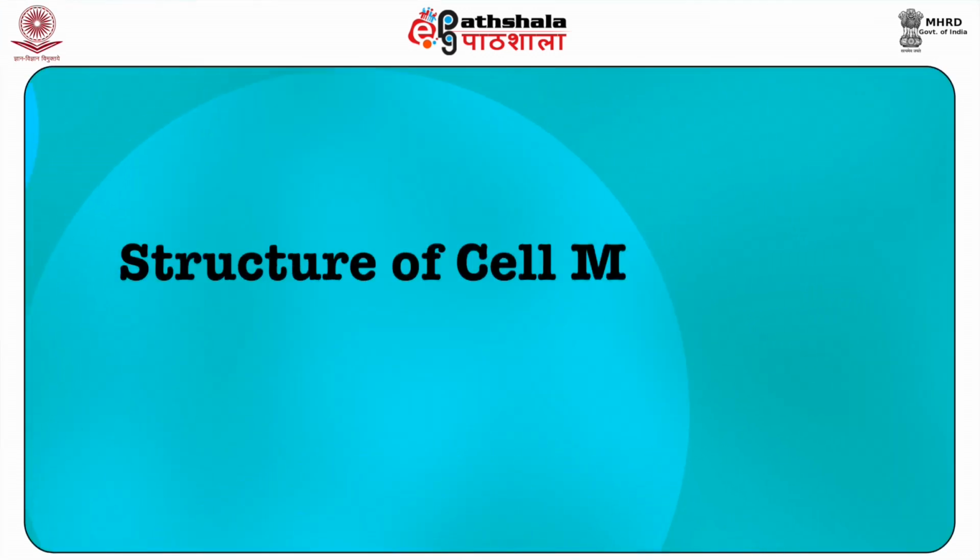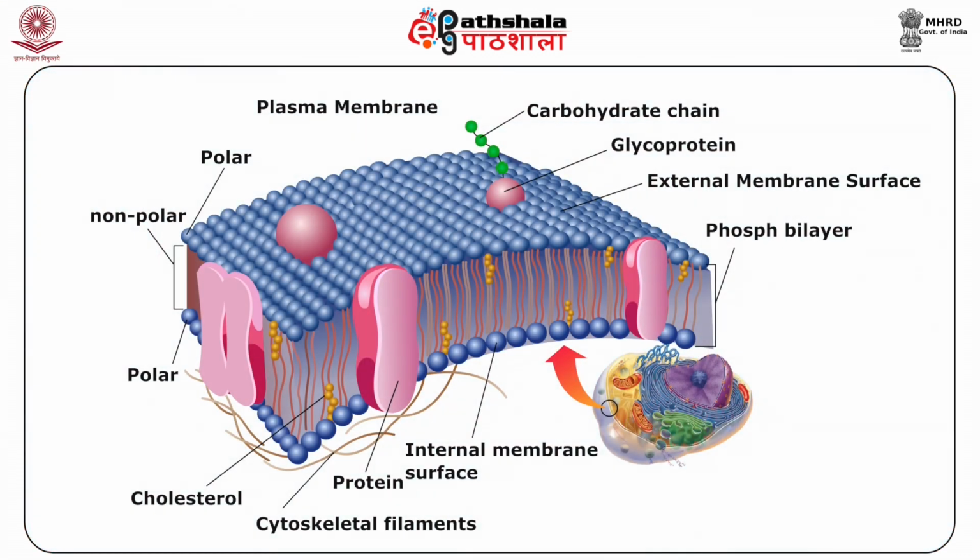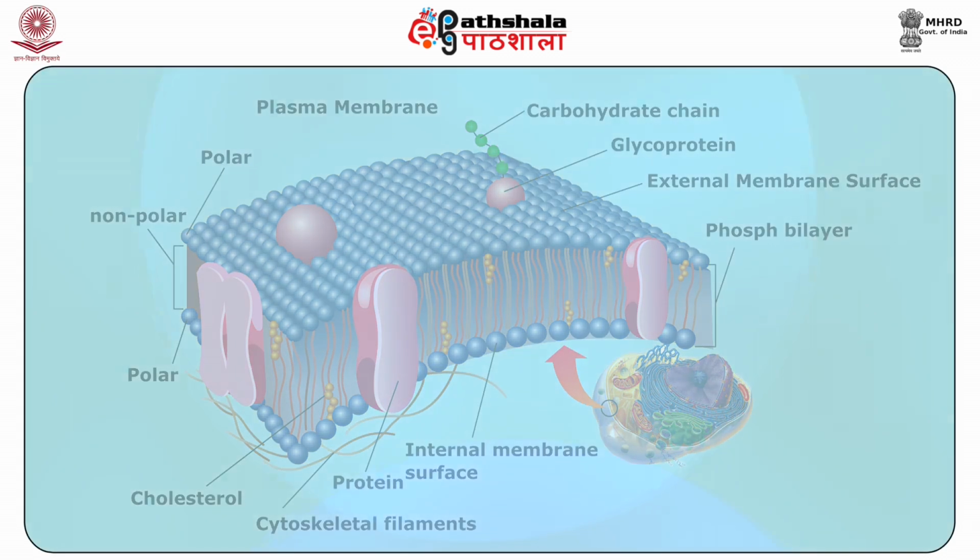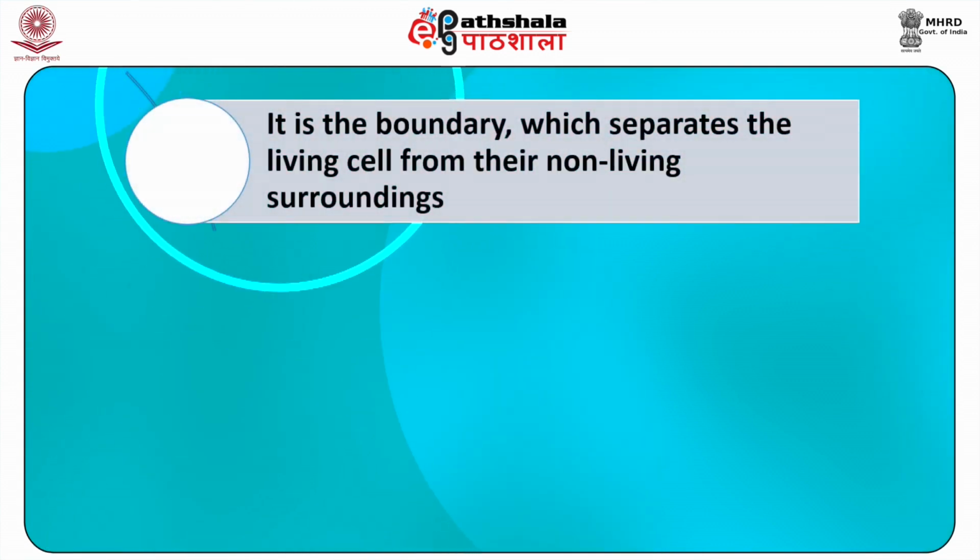Structure of cell membrane. It is composed of 2 layers of phospholipids and embedded with proteins. It is a thin semi-permeable membrane layer which surrounds the cytoplasm and other constituents of the cell. This figure shows the structure of plasma membrane with its components in detail. Plasma membrane structure can be understood from the following points. It is the boundary which separates the living cell from its non-living surroundings.